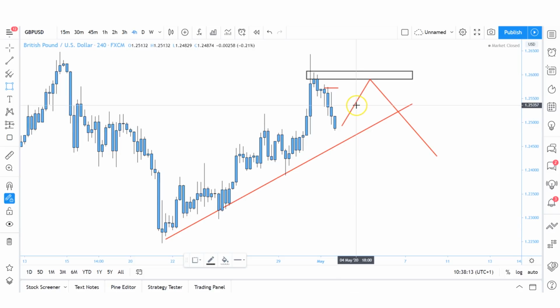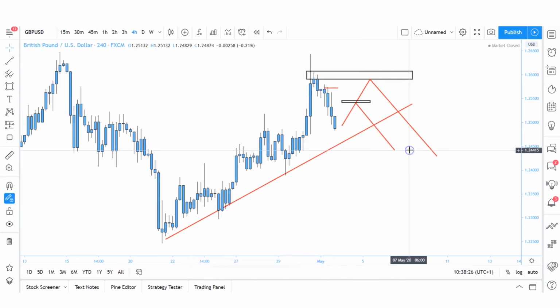So what I'm going to be looking for is just for price to see how we start reacting in and around 50% of this leg. If price comes and starts to show signs of a reaction here and failing to push up, then we could possibly look for the lower high continuation to the downside.